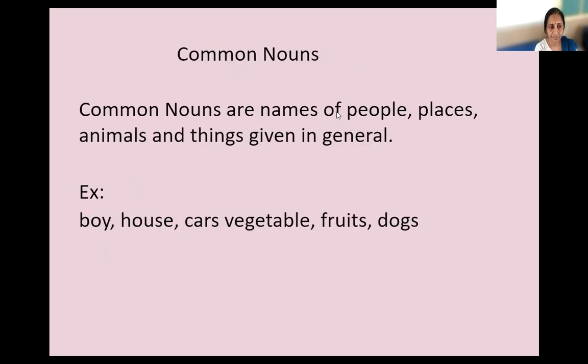Now we come to the first type of noun, which are called common nouns. So common nouns are names of people, places, animals, and things given in general. So the examples given are boy, house, cars, vegetable, fruits, dogs. So it can mean any boy, any house, any car. So we are not specifically talking about any particular item, like which food, which vegetable, we are not specifying.